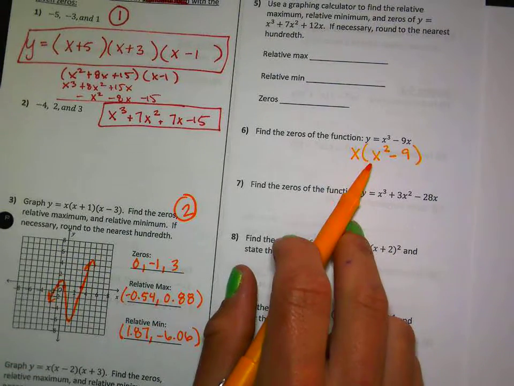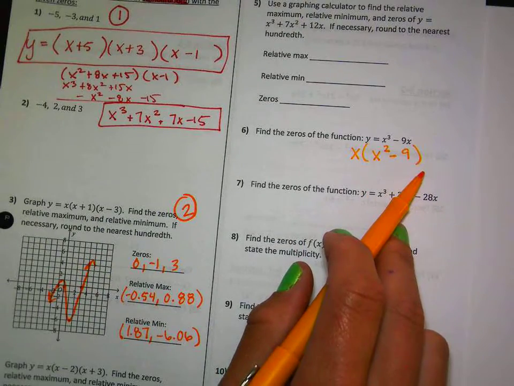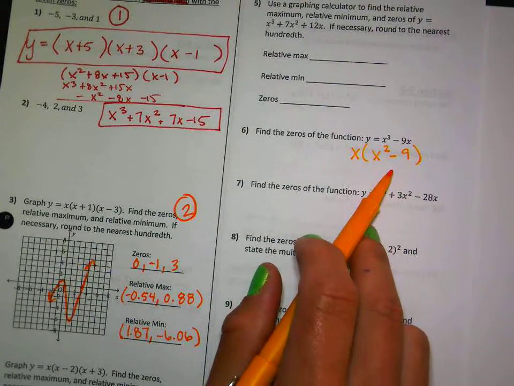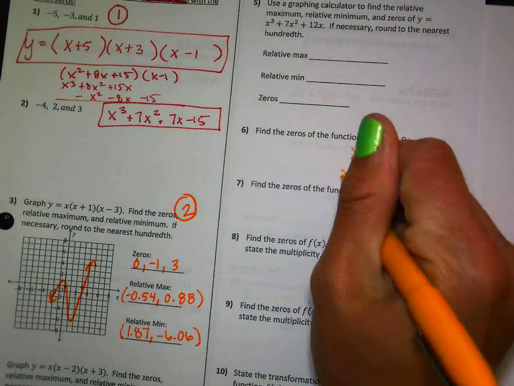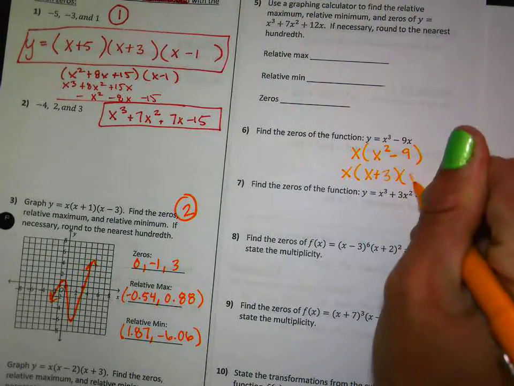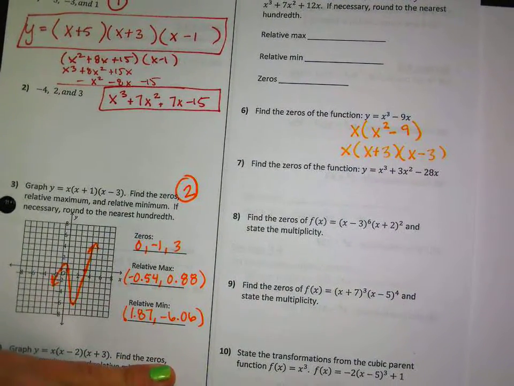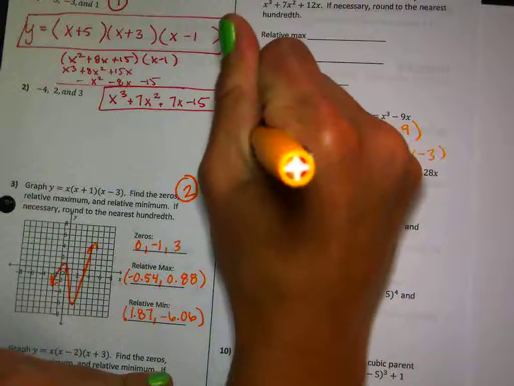Okay, and so then we are going to see if we can take it farther. That's a square. Is 9 a square? Yes, and it's a difference. So I can factor that farther to be what? X plus 3 and then X minus 3. Good. So x plus 3, x minus 3, and then from here I can get my zeros.